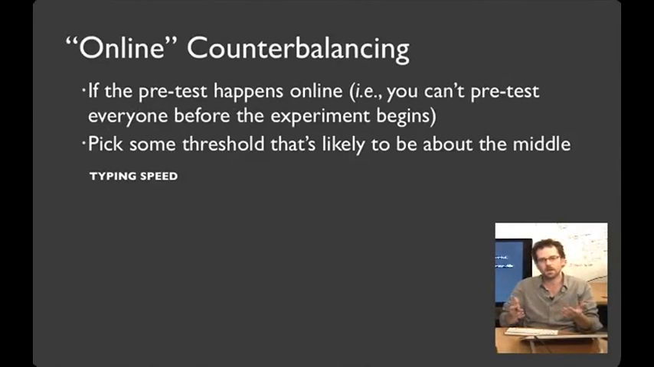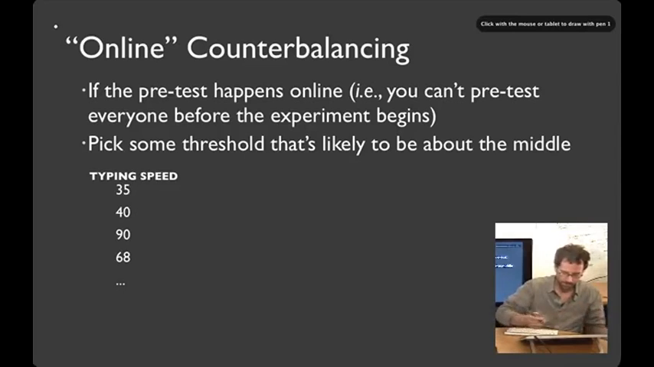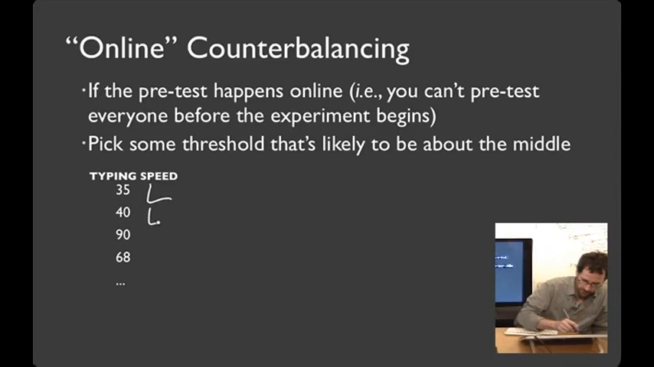But say people are coming in online, so you can't pretest people before the experiment. Well, what you can do is pick some threshold that you think is in about the middle. So for typing, you might say 65 words a minute. And as people come in, you can check whether they're above or below that threshold and label them as high or low, fast or slow typers based on that. So 35 we would say is low, 40's low, 90's high, 68's high, and so on.